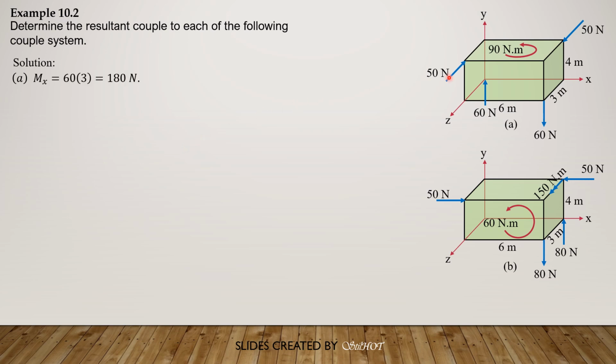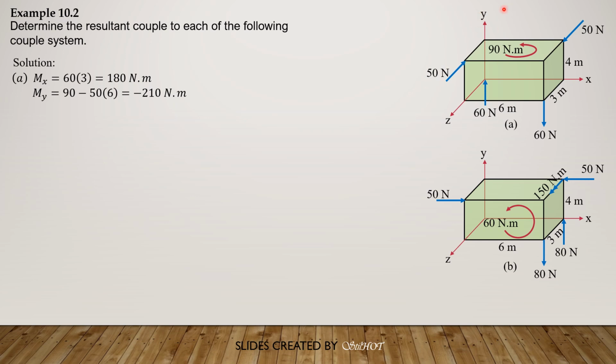Then moment about y. This 90 Newton meter couple has the same sense as the positive moment about the y-axis. You curl your four fingers here, your right thumb toward the positive y-axis. So that's positive 90. Then these 50 Newton forces constitute a couple which is negative, so negative 50 times 6. So moment about y is 90 minus 50 times 6, so it is negative 210 Newton meter.